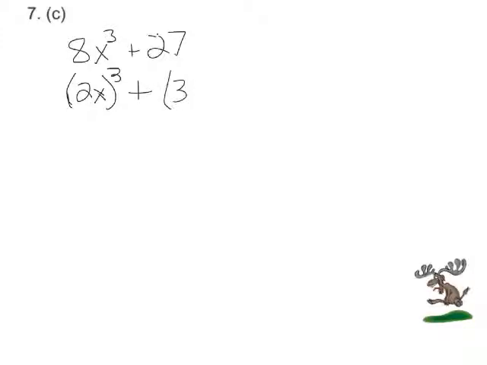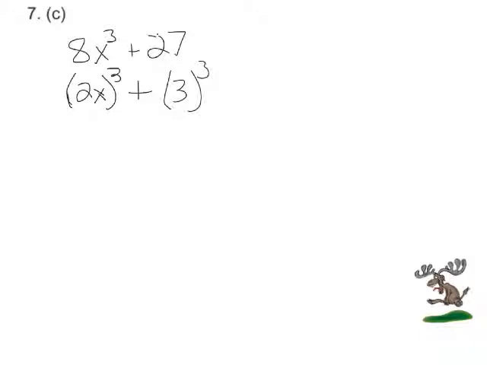Okay, for 7c, we are looking at two terms, 8x to the third plus 27. And this here looks like we have the sum of cubes. In other words, 8x to the third is the same thing as 2x, all raised to the third power. And 27 is 3 raised to the third power.